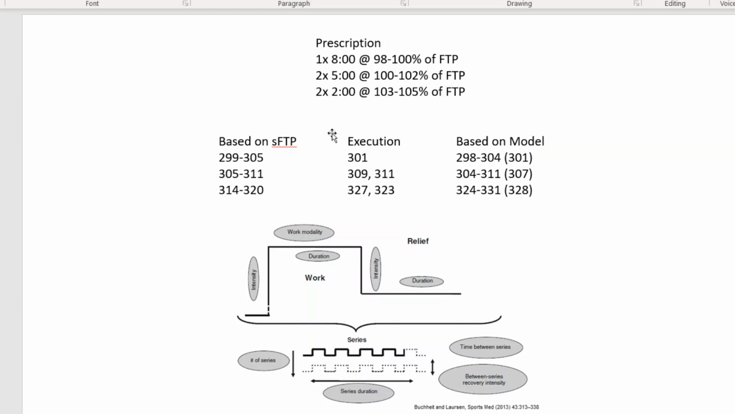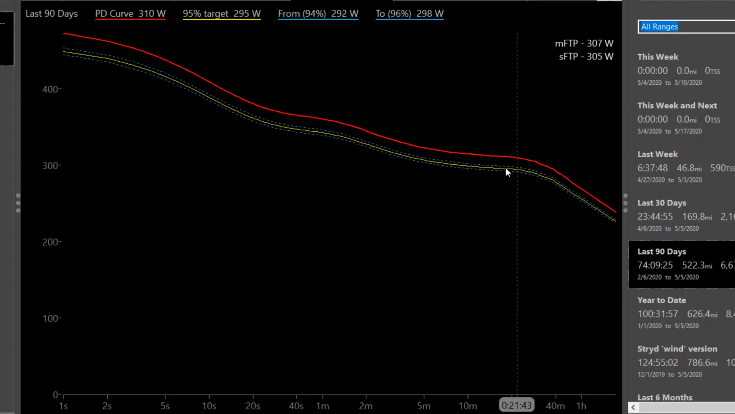Now we get into the 2-minute reps. The athlete executed 327 for the first one, 323 for the second one. So actually executed a little bit higher than this target range, and actually executed very, very close to this target range, which is the numbers individualized off of the athlete's power duration curve. So there you have it. There's the way that you can customize your interval targets.